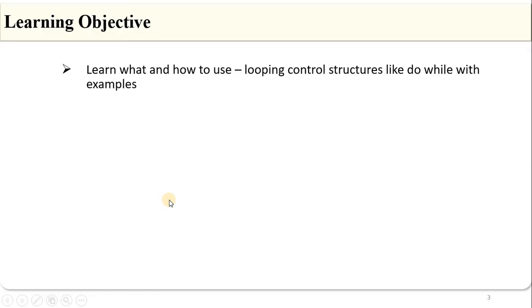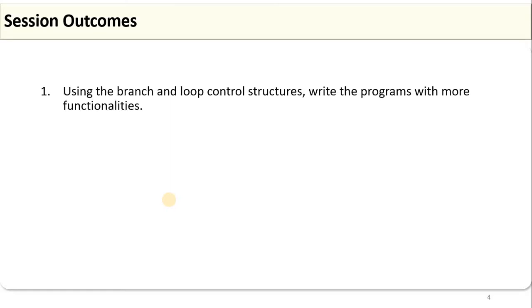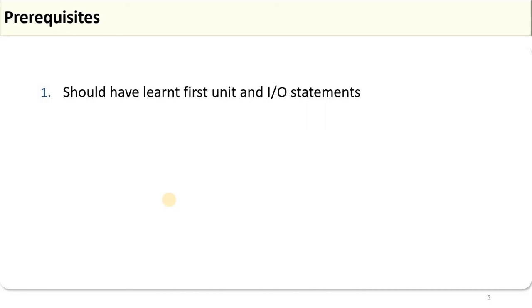Learning objective. In this session you will learn what and how to use looping control structures like do while with an example. Session outcomes. Using the branching and looping control structures, we should be able to write C programs with more functionalities. Prerequisites. Should have learnt the first unit and the input-output statements.